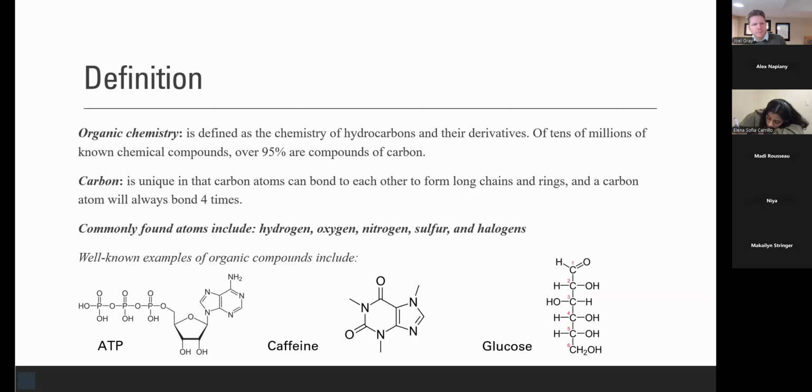Okay, so organic chemistry. Organic chemistry is defined as the chemistry of hydrocarbons and their derivatives. Hydrocarbons are a class of compounds.